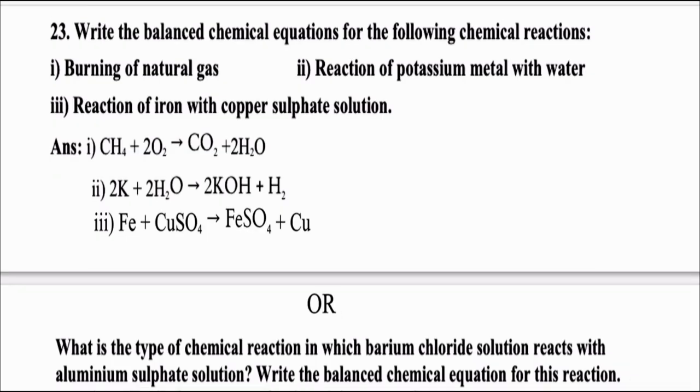23rd question. Write the balanced chemical equations for the following chemical reactions. 1. Burning of natural gas. Here is the chemical reaction for burning of natural gas. CH4, which is methane, plus O2 gives us CO2, carbon dioxide, and water. Next, second, reaction of potassium metal with water. Potassium plus water gives us KOH plus H2 liberated, means hydrogen gas liberated. Next, third, reaction of iron with copper sulfate solution. Iron plus copper sulfate gives us iron sulfate plus copper.